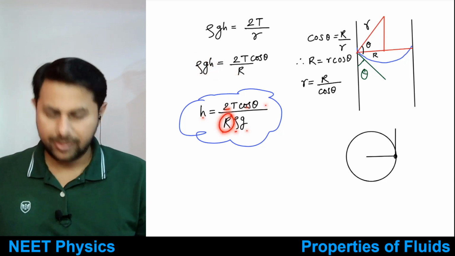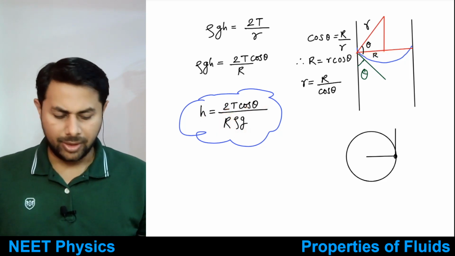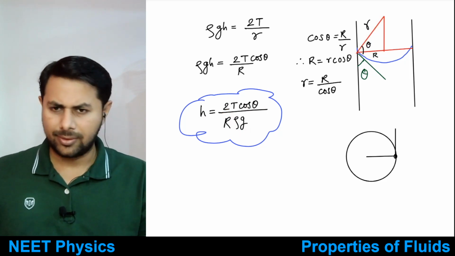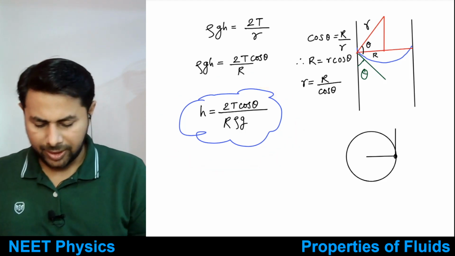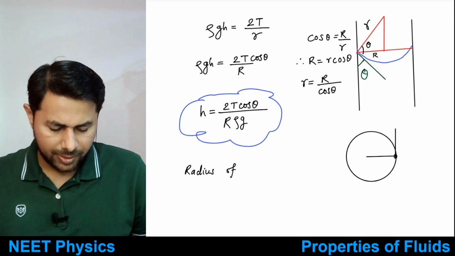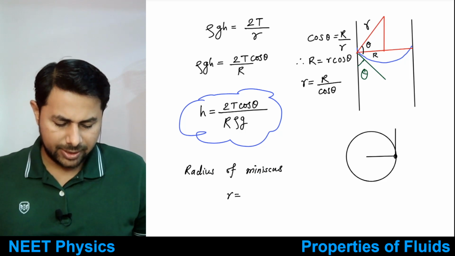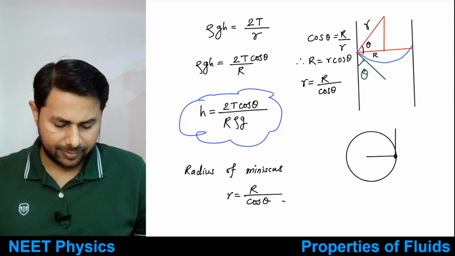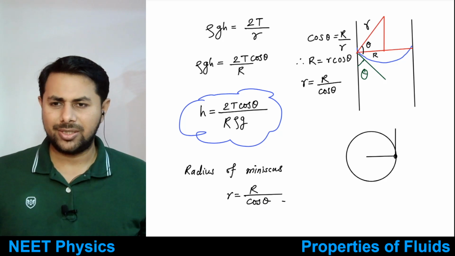But this capital R, what is it? It is the radius of the capillary tube. Small r is what? Small r is the radius of meniscus. Okay. So we need to remember this formula, and we also need to remember that the radius of meniscus, small r, is equal to what? It is capital R divided by cos of theta. Okay, is there any confusion in this?